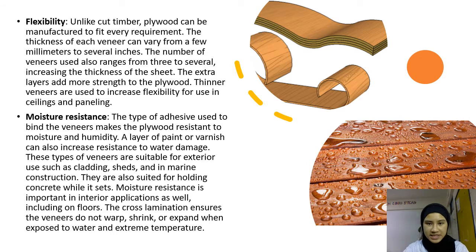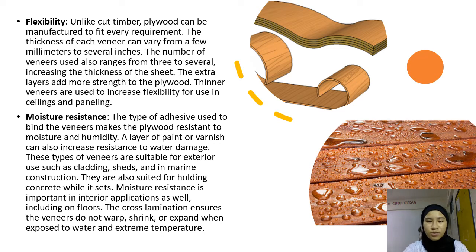Third is flexibility. Unlike cut timber, plywood can be manufactured to fit every requirement. The thickness of each veneer can vary from a few millimeters to several inches. The number of veneers used also ranges from 3 to several, increasing the thickness of the sheet. The extra layers add more strength to the plywood. Thinner veneers are used to increase flexibility for use in ceilings and paneling.